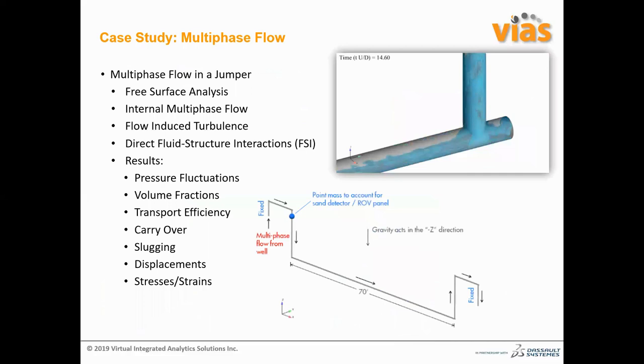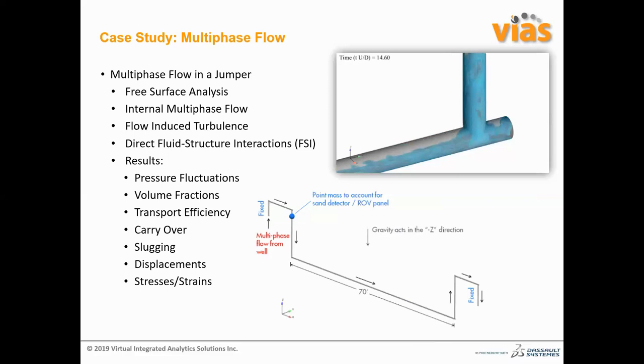Now getting into some examples of fluid-related analysis. These are some case studies for the multi-phase flow. So this is a jumper. You can think of there are two ends, two hubs, and between them there is a flexible pipe. It can be any sort of structure. Think of it in a generic way.